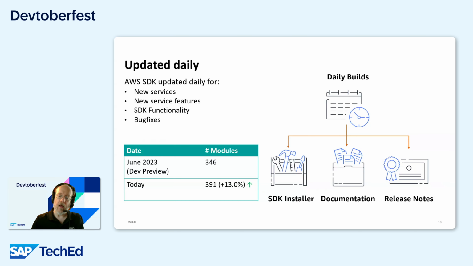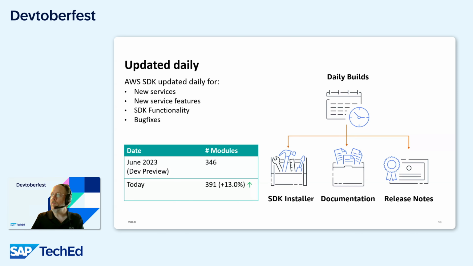And our goal is, when we post a blog or an announcement about some new service or new feature, customers should be able to download the SDK that day and try the new feature out. So we don't want the customers to read a blog and then not be able to try it out. So that means that we're producing a new ABAP SDK every single day.